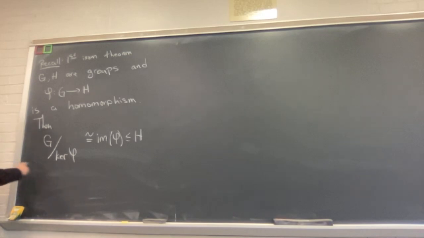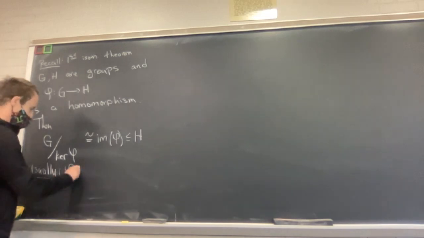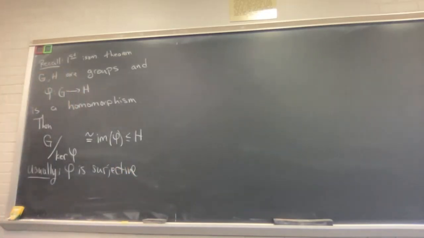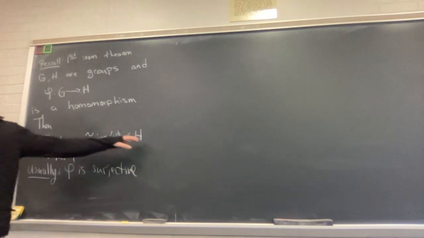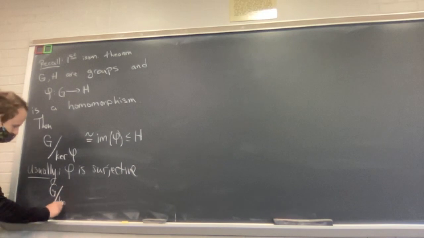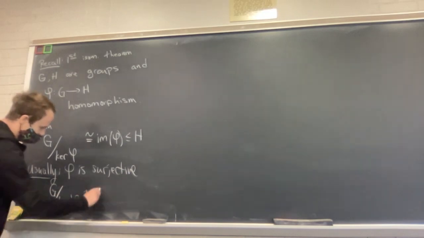So let's go ahead and write one more, usually onto. Now this isn't always, but it's usually. Usually phi is surjective. What I mean by usually is in practice, if you're setting something up, phi is usually surjective. But that means that the image of phi is the whole group, right? But that gives you this nice isomorphism: G mod kernel of phi is isomorphic to H.